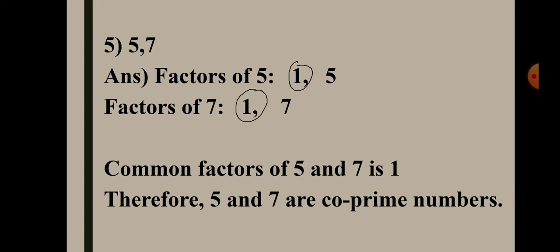Now moving ahead, question number 5. 5 and 7. So factors of 5 are 1, 5. Factors of 7 are 1 and 7. Now common between both the numbers is 1. 1 is the common factor. So common factor of 5 and 7 is 1. Therefore 5 and 7 are co-prime numbers.